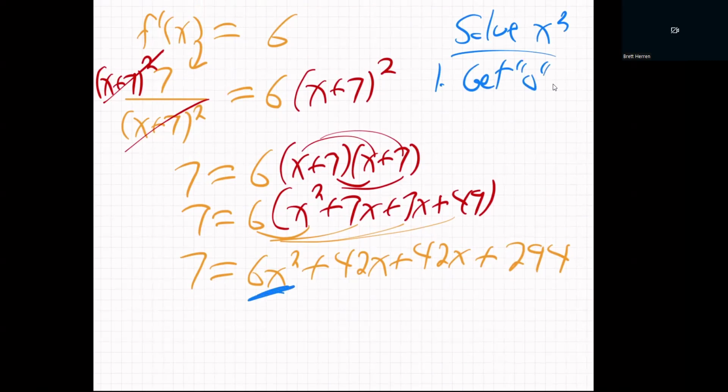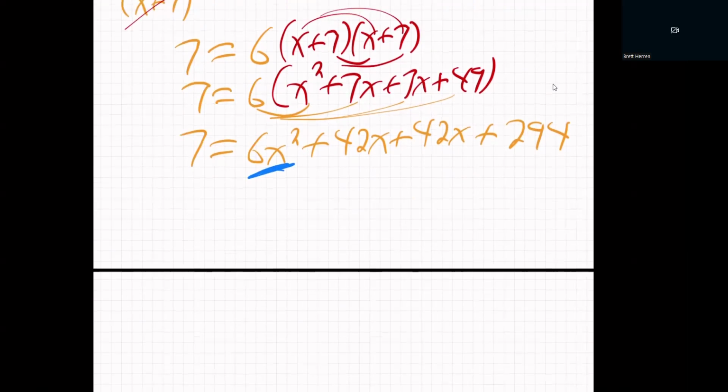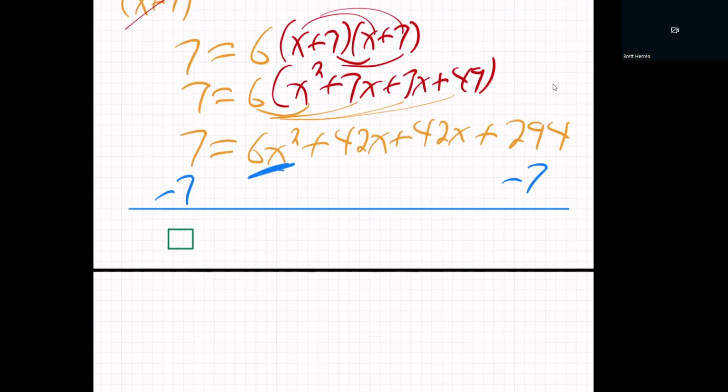Oh, no, it's x squared. You've got to get 0 on one side. That's the first step. So subtract 7 from both sides. What do we have? 0.